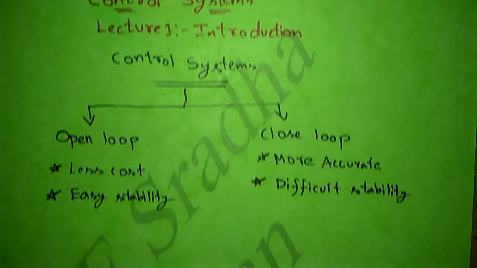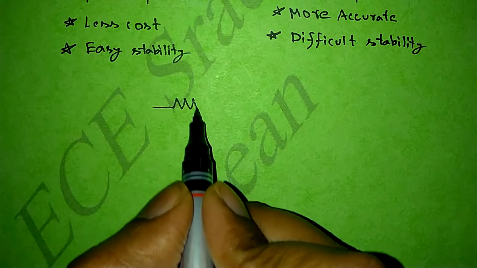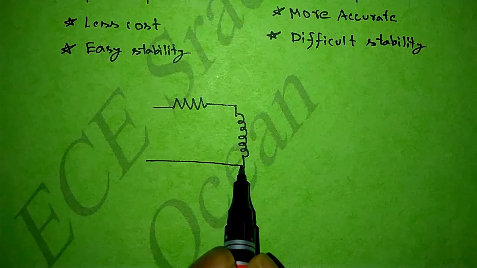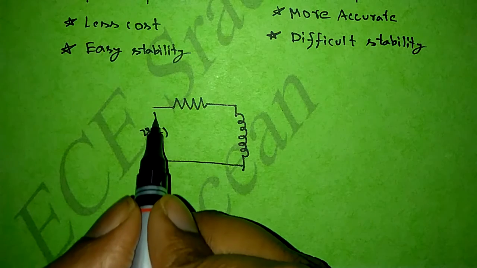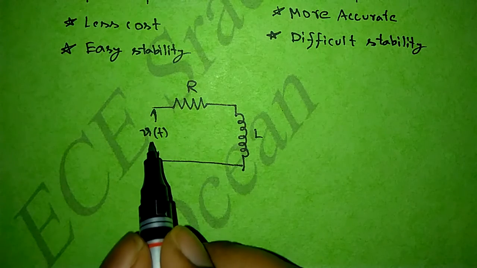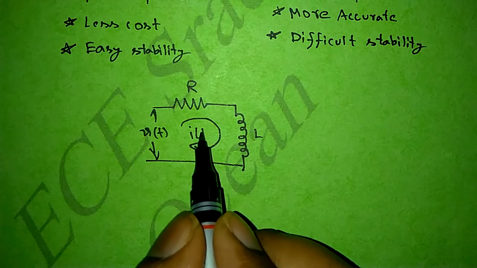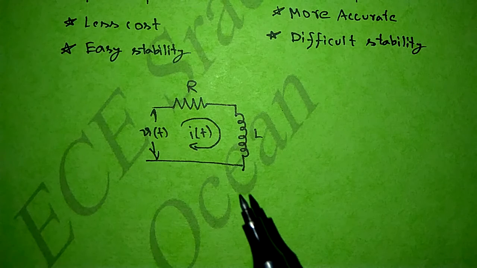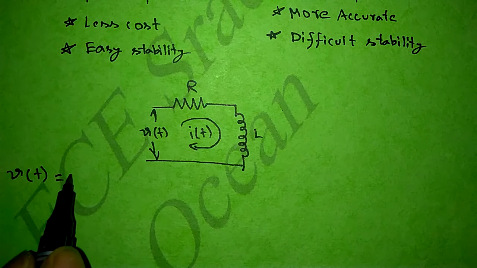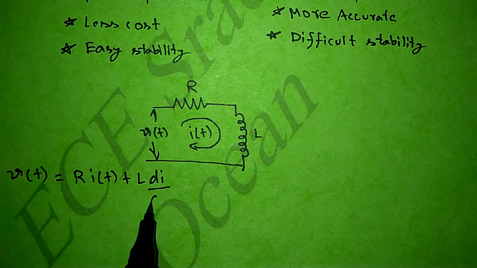Suppose we take a network like this. One resistor is there, one inductor is there. We are giving some input V of t here. This is the resistor R, this is the inductor L. Because of this time varying voltage, some time varying current flows in this network. If we apply KVL to this network, we get the equation: V of t equals R into I of t plus L into di by dt.